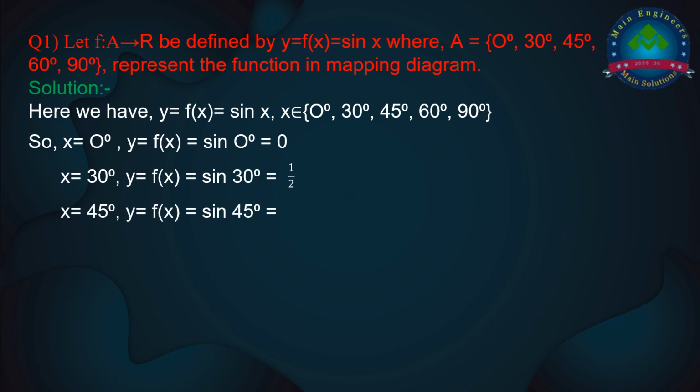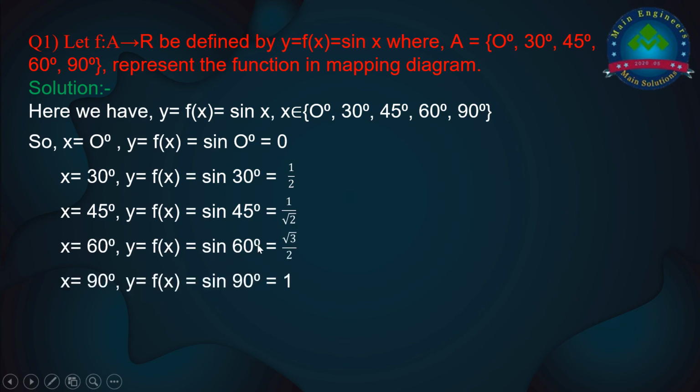Similarly, x is equal to 45 degree. When you put 45 degree in sin x, you will get 1 by root 2. Similarly, for 60 degree, x is equal to 60, y is equal to f(x) is equal to sin 60. Sin 60 degree is equal to root 3 by 2. Similarly, sin 90 is equal to 1.